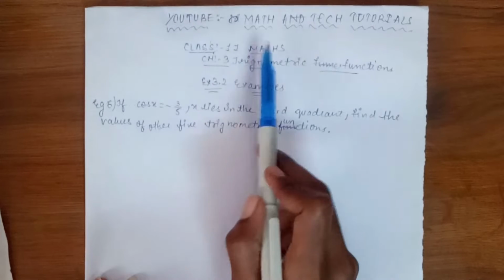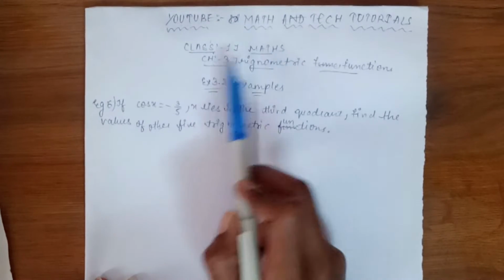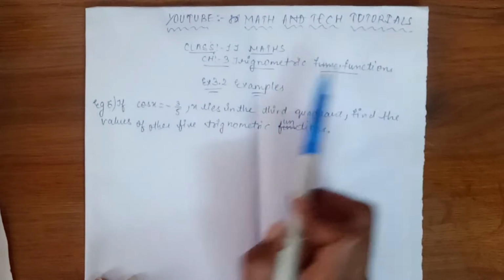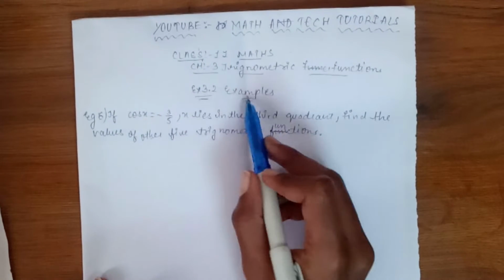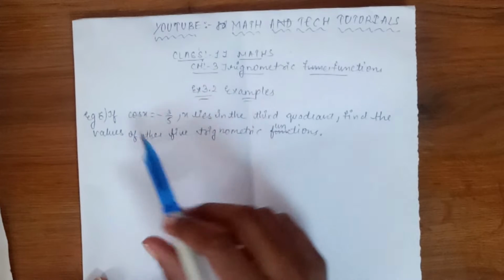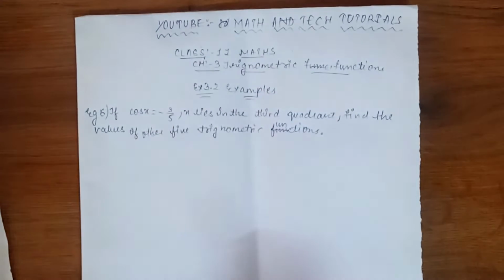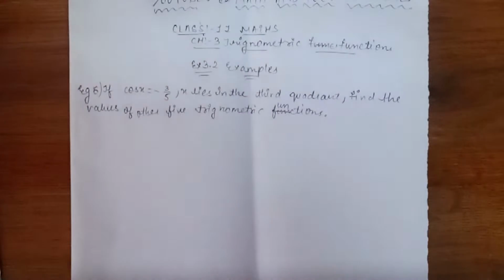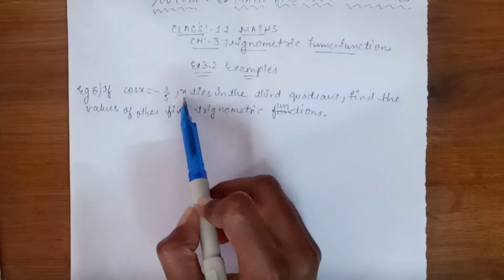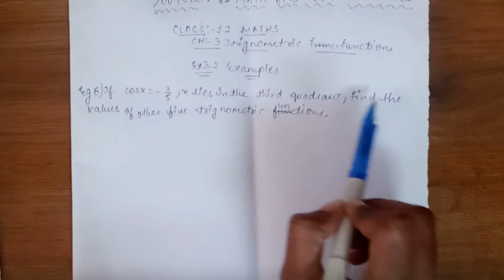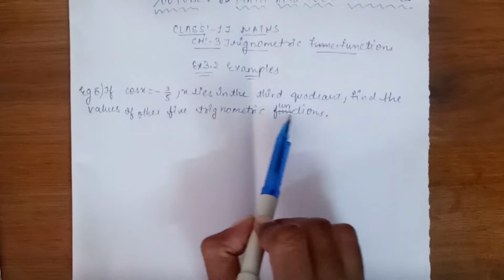So in this video we're going to talk about class 11th maths chapter 3 trigonometric functions exercise 3.2 examples. Let us start the first example, that is example 6. So the question is, if cos x is equal to minus 3 by 5, x lies in third quadrant, find the values of other 5 trigonometric functions.